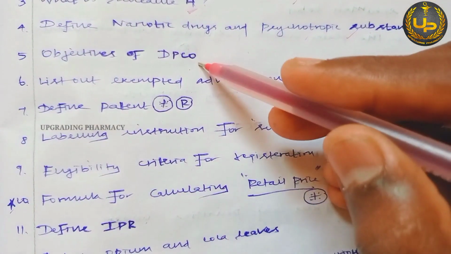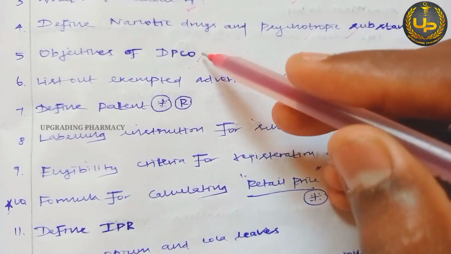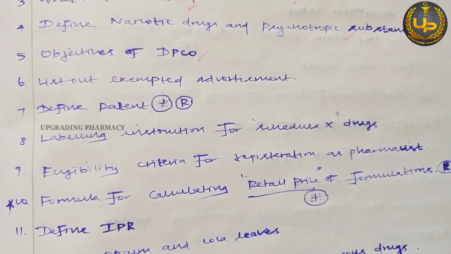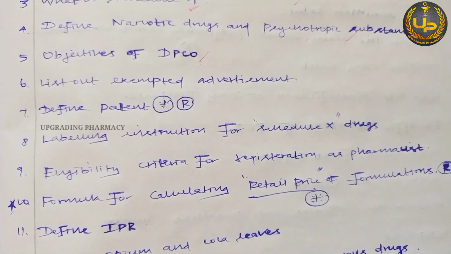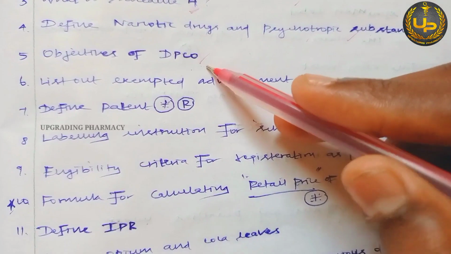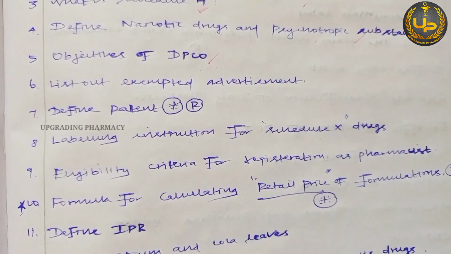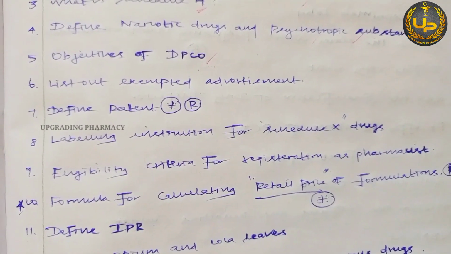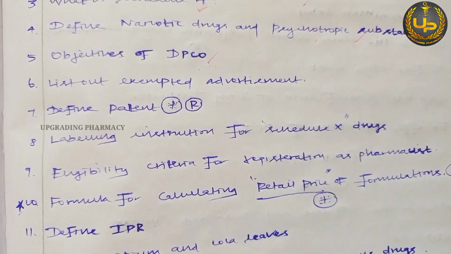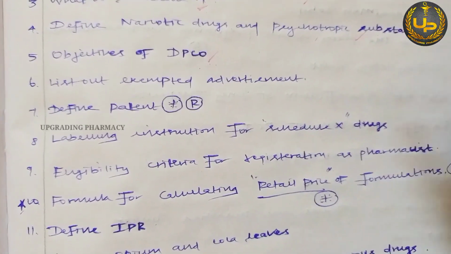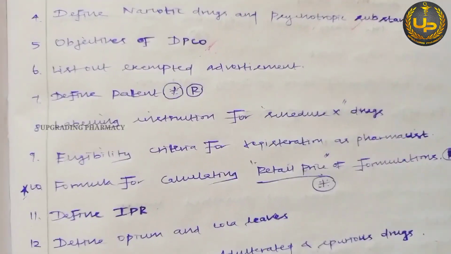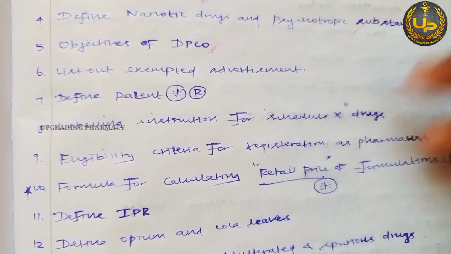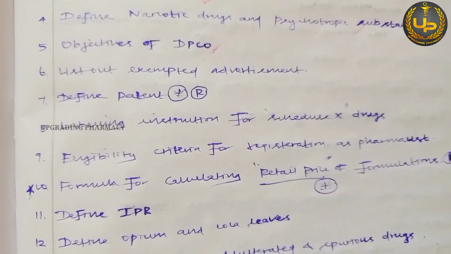Next, objectives of DPCO, the Drug Price Control Order. What are the objectives of DPCO? That is the fifth question. This question is very important because it controls the price, that is, the maximum price of the produced tablets or any other medicines. This act will manage that price. That is DPCO, and the objectives of DPCO are an important question.